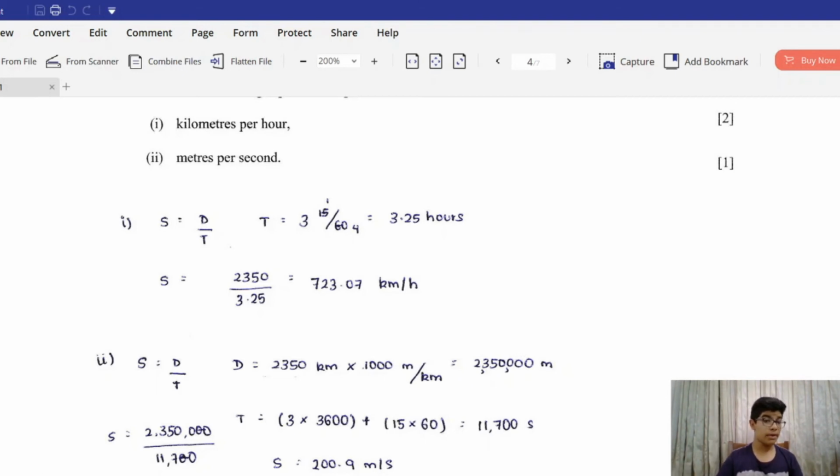Now the time, we need to convert this all to seconds. In 1 hour, there are 3,600 seconds. 3 hours, how many? 3 times 3,600. And in 1 minute, there are 60 seconds. 15 minutes, how many seconds? So 15 times 60. Add these two together and we get 11,700 seconds. Divide the meters over the number of seconds. So basically 2,350,000 meters over 11,700 seconds. And we get that the speed was 200.9 meters per second.